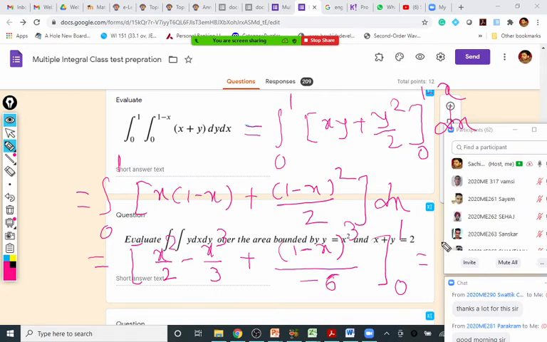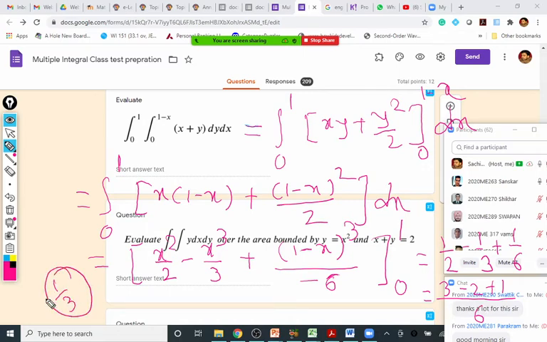And now if you replace, it is 1 by 2 minus 1 by 3. This is for the upper limit, and these two terms are 0 for the lower limit. And when you replace the lower limit, that minus minus is plus 1 by 6. So if you take the LCM as 6 here, this should be 3, this should be 2, plus 1 upon 6, 3 plus 1, 4. 2 by 6, 1 by 3. 1 by 3 is the answer there.